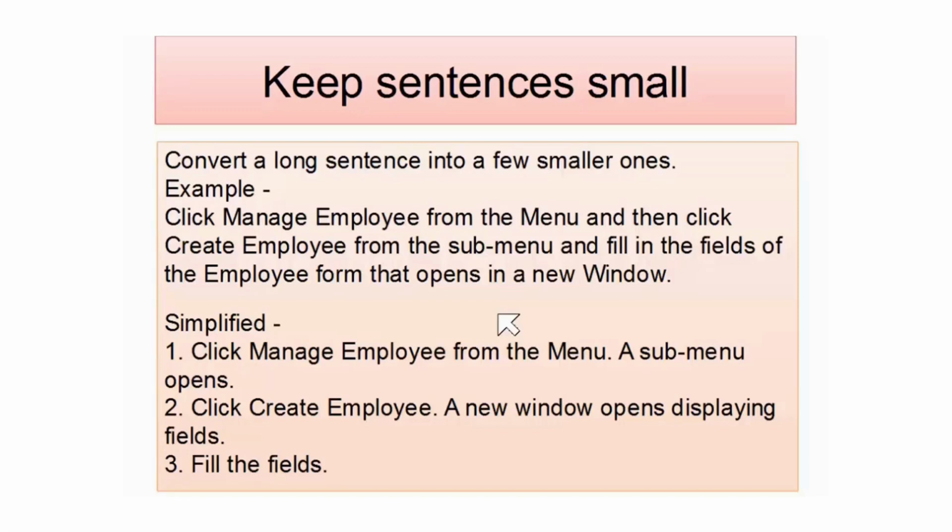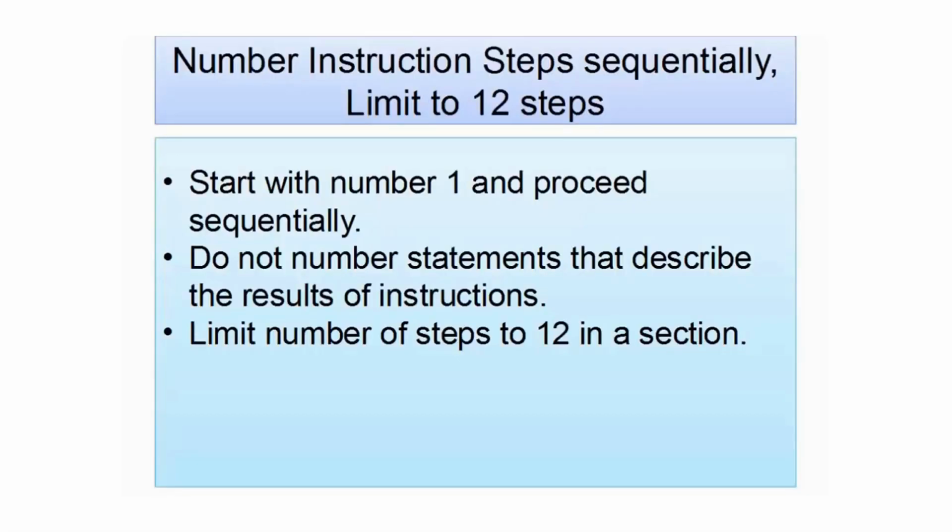Similarly, try to break topics into smaller ones if they are too long. Number your instruction statements and limit the number of steps to 10 or 12 steps. Number your instruction statements starting with 1 and proceed sequentially. Don't number non-instructional steps, such as those used to explain the results of an action or instruction. As a general rule, do not exceed 12 steps. If your instruction ends with 13 or 14 steps, then that's okay. But suppose you have 18 steps or more, then divide the topic into sections.